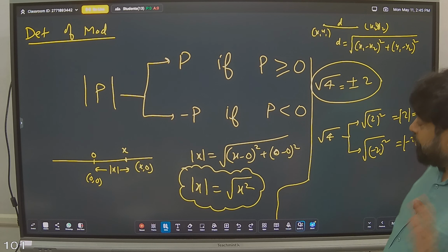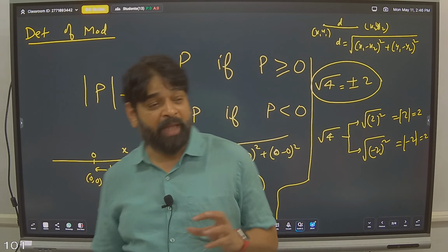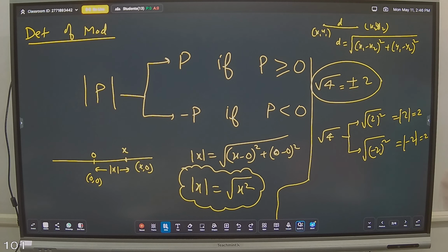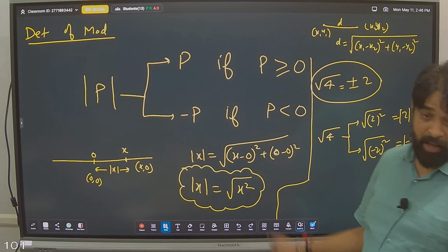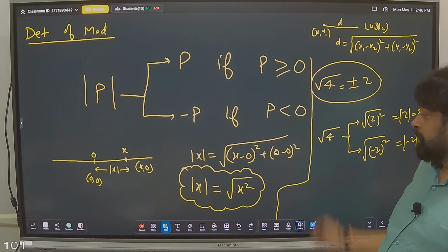So from now onward, fix in your mind, whenever root of something square is coming, that will always give you mod. So from where is mod generated? Mod is generated from root of something perfect square. Is it clear to everybody? Write down this.